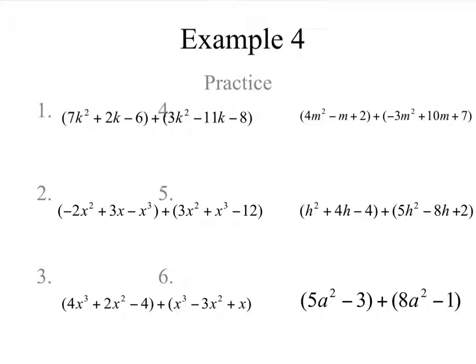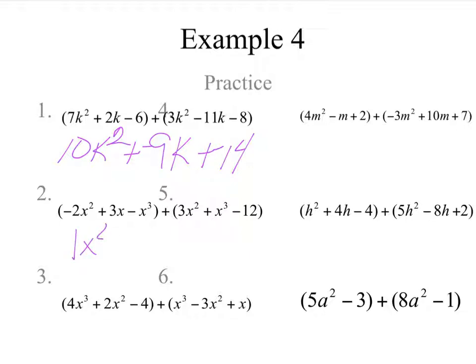So now that you've had a chance to try them, the first one is 10k squared plus negative 9k plus negative 14. Please remember, if you happen to switch your k's to x's, it's no big deal. You can pick any variable you want.